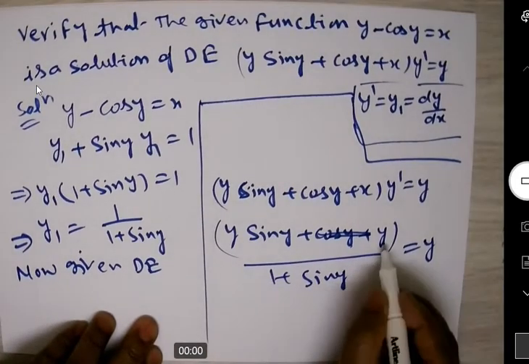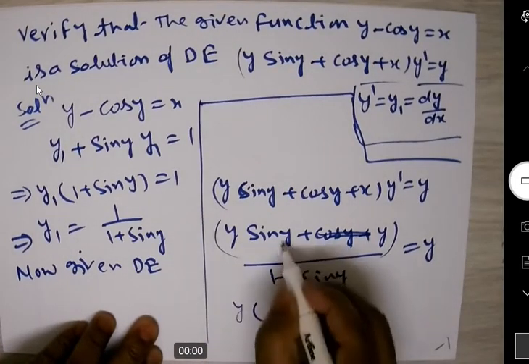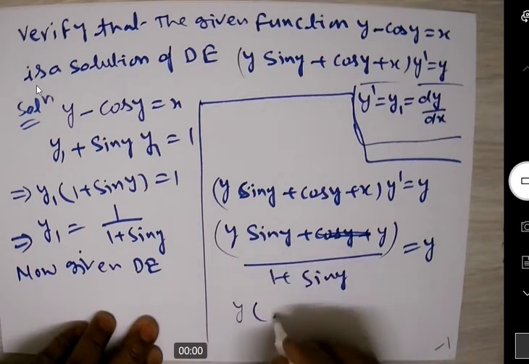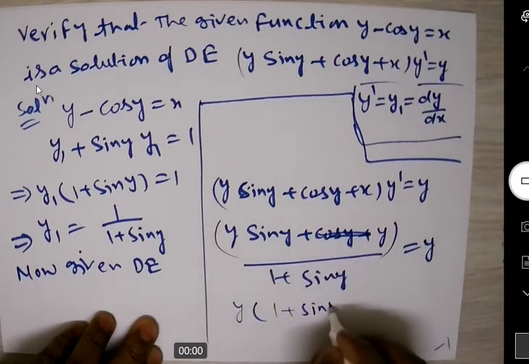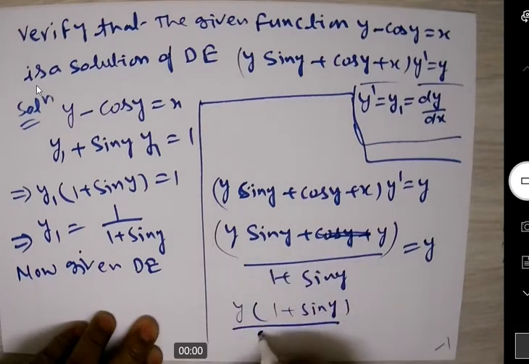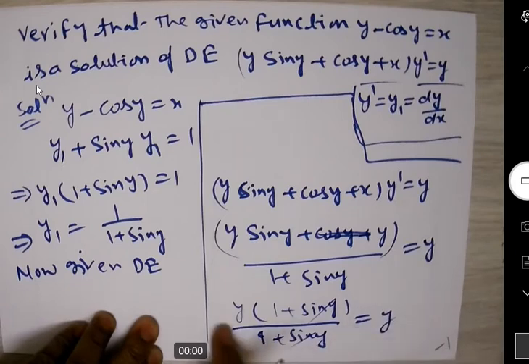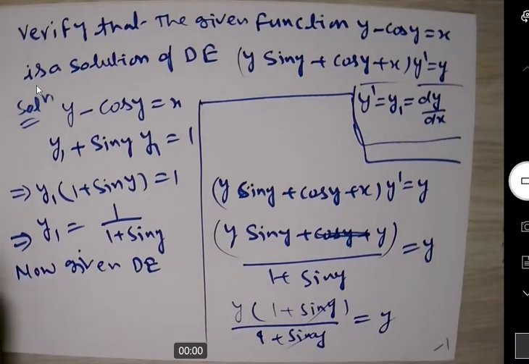Now check. y is common, so keep y outside. What is remaining is 1 plus sine y divided by 1 plus sine y, which cancels, giving y. The right hand side is y. So y equals y, which means the function satisfies the given differential equation. This is the meaning of verification. Hope you understand this, my dear students.